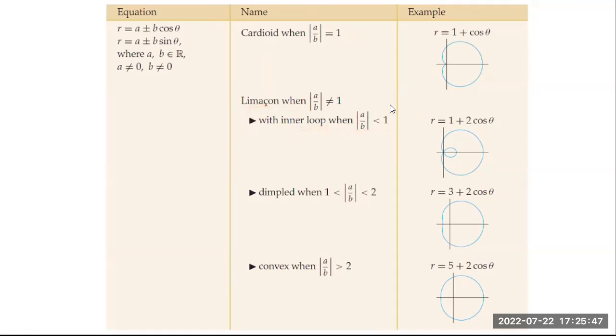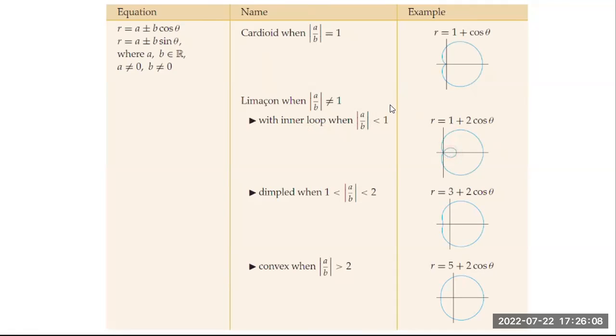For example, I take my a to be 1 and b to be 2. That way, a over b is 1 over 2, which is clearly less than 1. In that case, you will get a shape like this. This is a limaçon with an inner loop. You say that it's an inner loop because you have this inner loop going on here.